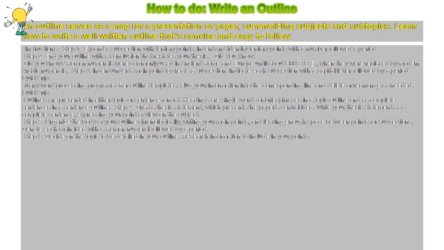Step 4: Draft a thesis statement, which presents the paper's central idea. Write your thesis statement as a complete sentence, expressing your point of view on the subject.